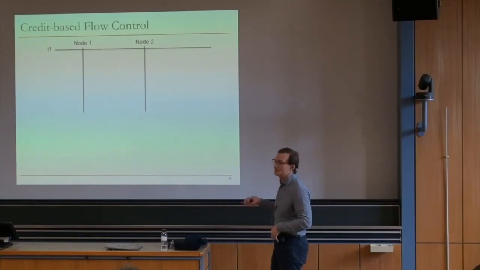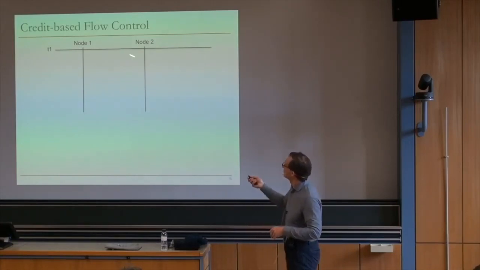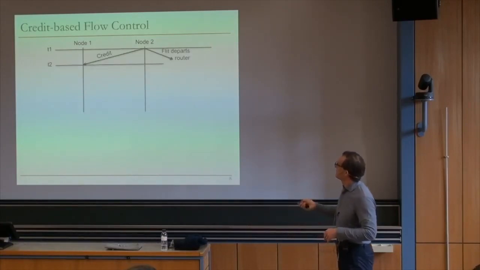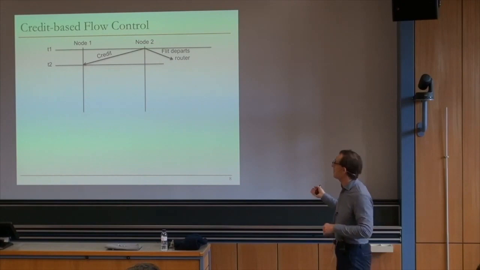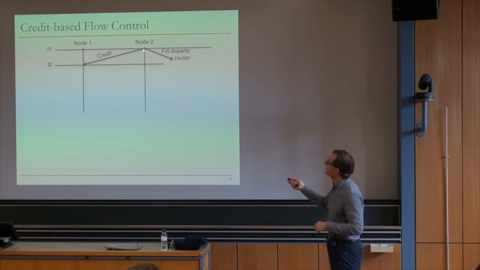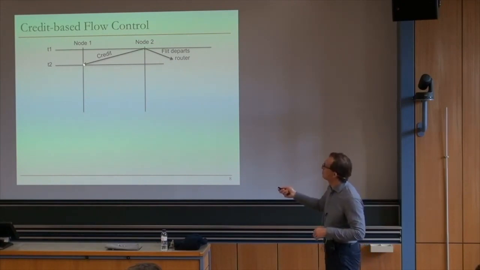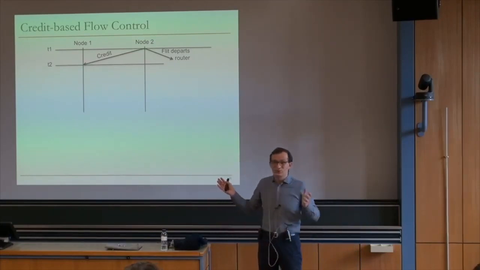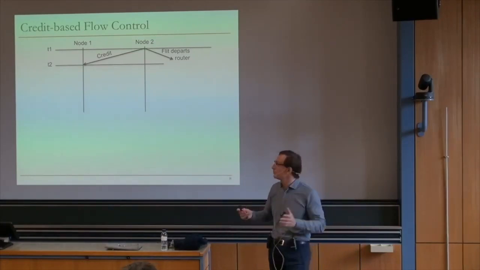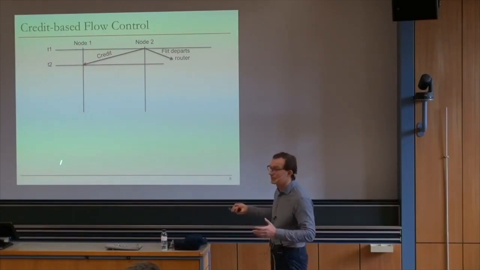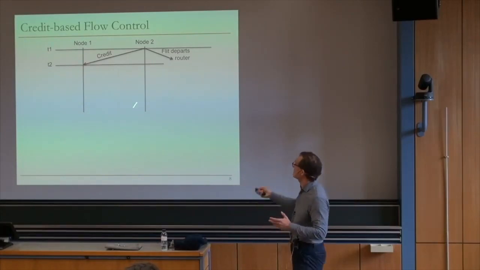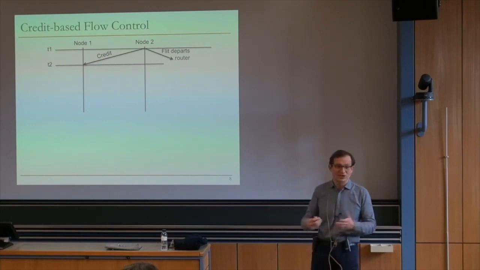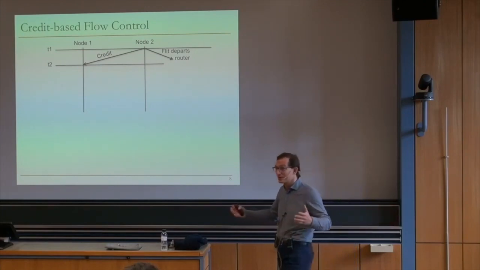Okay, let's take a look at credit-based flow control. You have node 1 and node 2 over here. Let's assume that at some point, a flit leaves node 2's router. Now we have one buffer available. And at time t1, node 2 sends a credit to node 1. Of course, in this case, it's just node 2 and node 1, right? What if you have node 1, node 3, node 4, node 5 that can potentially send to node 2? So you need to send credits to all of them. The question is, how much credit do you need to send?